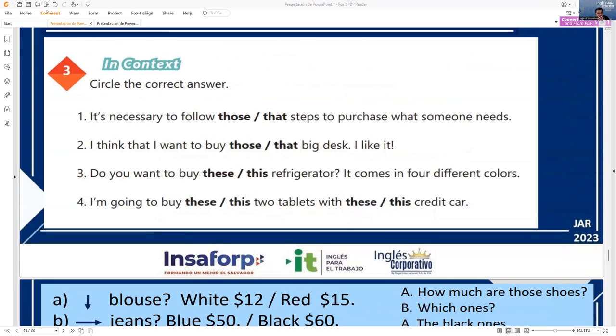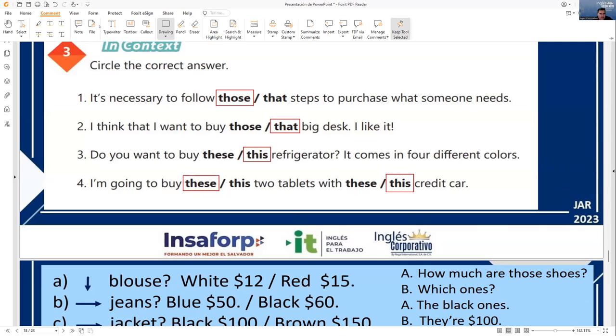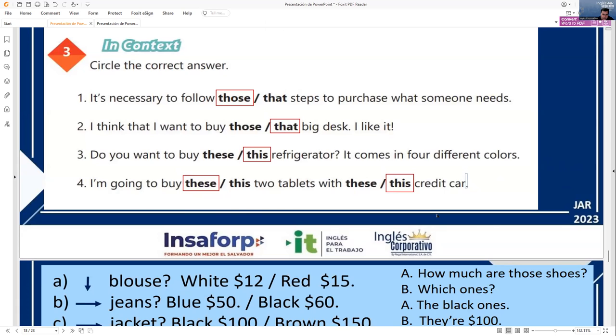Circle the correct answer. It's necessary to follow those steps to purchase what someone needs. I think that I want to buy that big desk. I like it. Do you want to buy this refrigerator? It comes in four different colors. I'm going to buy these two tablets with this credit card.